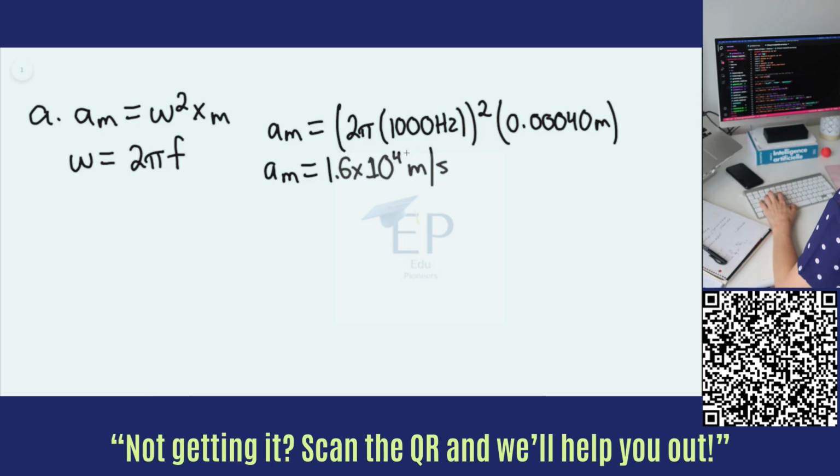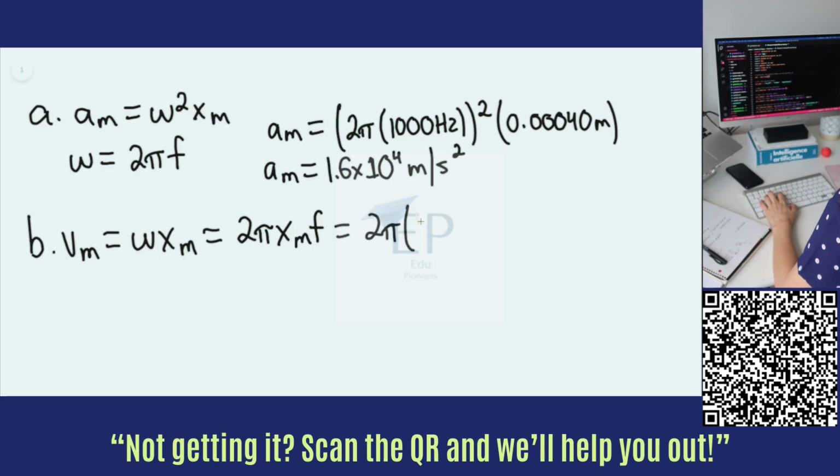per second squared. And so for part B, similarly, the maximum speed is going to be given to us by omega times the maximum displacement. This would be 2 pi times the maximum displacement times the frequency. This would be 2 pi multiplied by, again, 1000 hertz multiplied by 0.00040 meters. And we find that the maximum speed is going to be 2.5 meters per second.